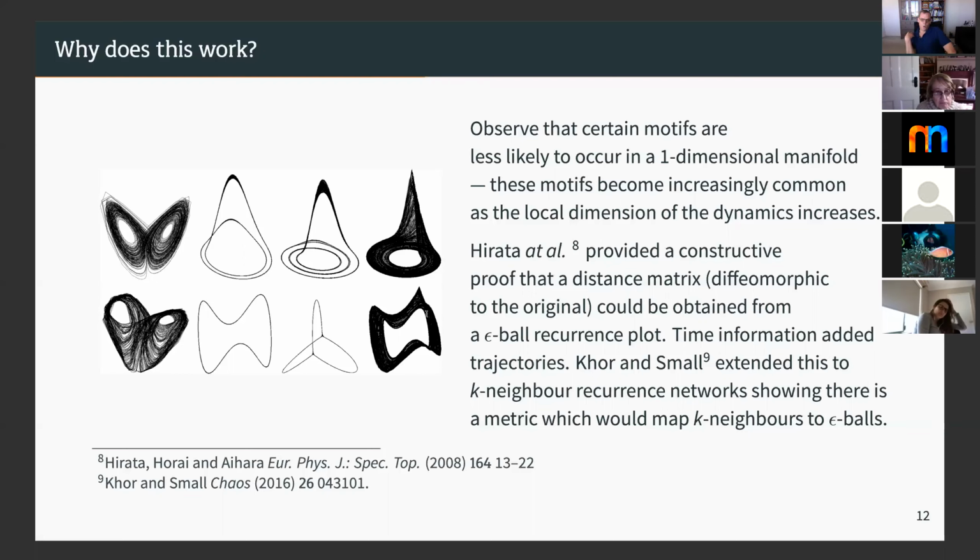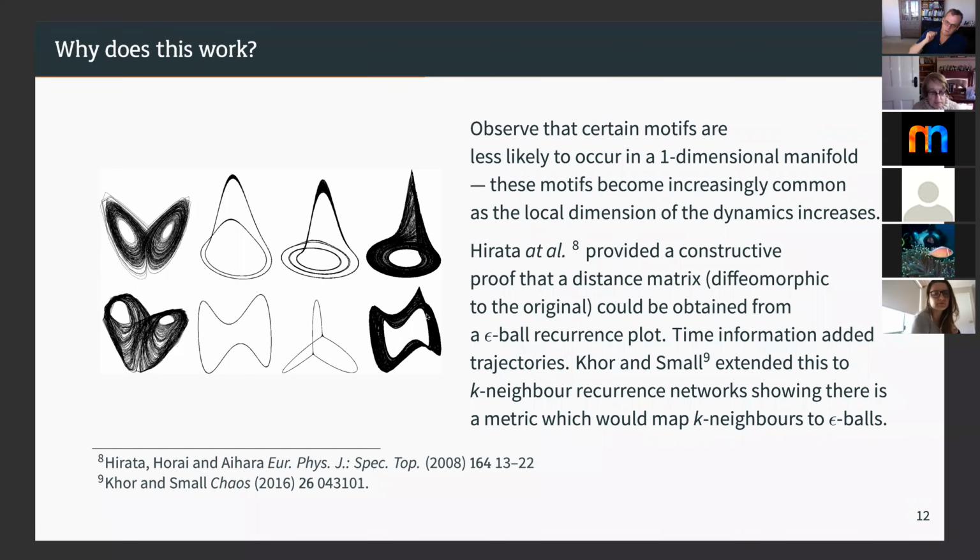So briefly, what is this reconstruction that we're doing? Yoshito Hirata, reference 8 here, showed that if you start with a recurrence matrix, you can reconstruct something equivalent to the original system only if you've got distances. Right? So you need all the distances, and then you can... no, that's not right. He started from the recurrence plot. What's written there is not quite correct. From an epsilon ball nearest neighbors recurrence plot, you could reconstruct the original system with some additional information.